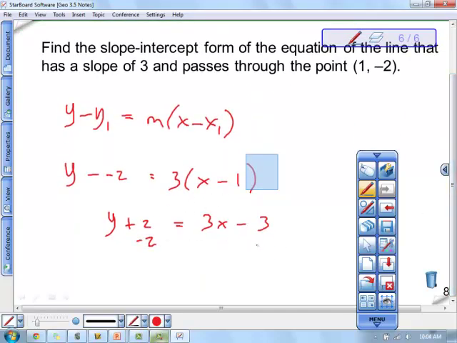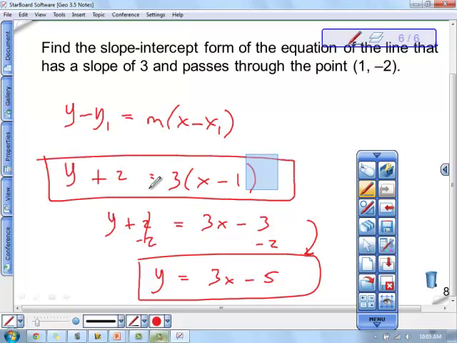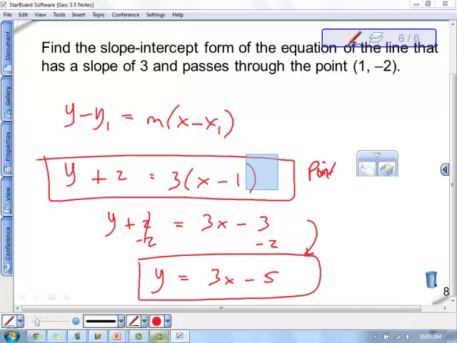And then subtract 2 from both sides. You get y equals 3x minus 5. This is in slope-intercept form. I could leave it just like this. It did want us to put it in slope-intercept form, but this is also an equation of a line. This happens to be in point-slope form. So this is point-slope, and this is slope-intercept.